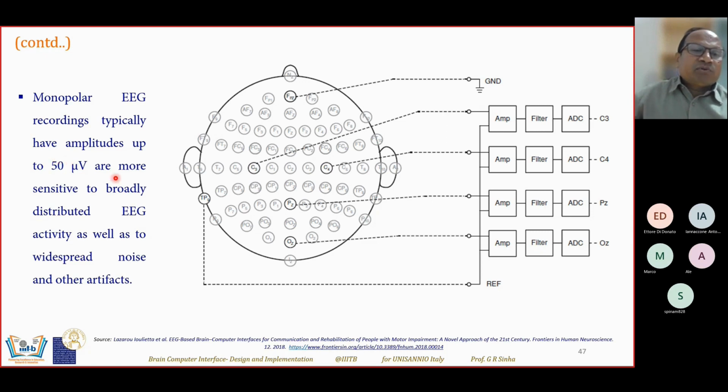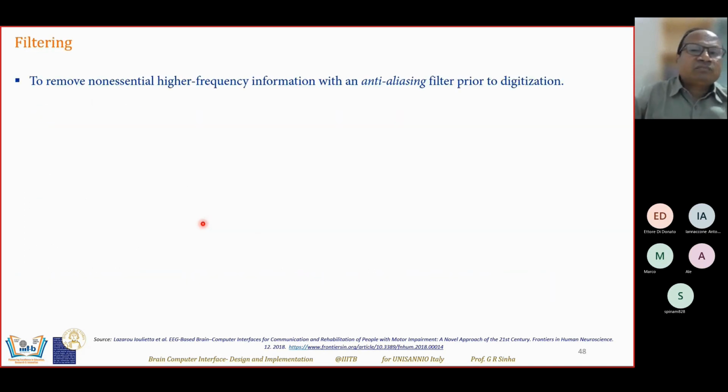Typically, the amplitude is up to 50 microvolts and very sensitive to widespread noise or artifact. They adversely affect the recording, because if you get two inputs from here and send them to the amplifier, both are likely to be affected by the artifact in a similar manner. So when you calculate the difference between the two, that gets cancelled or nullified. So that's the advantage.